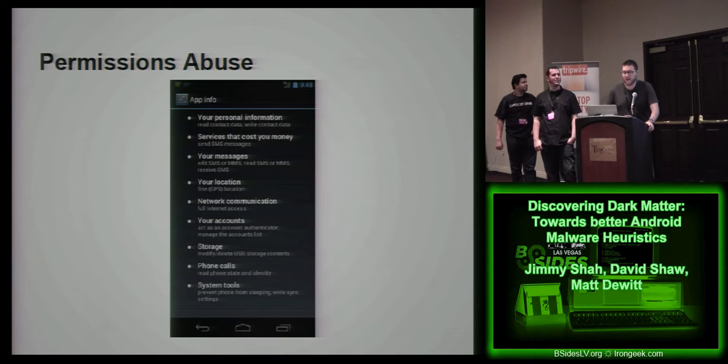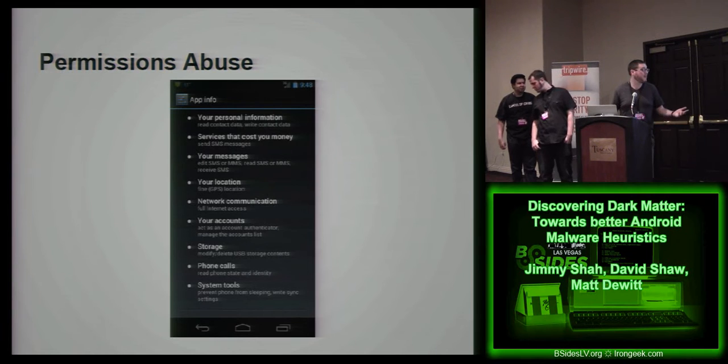So we have a screenshot of an app that has all of these permissions. It can access your personal information. It can send text messages, which is actually labeled as services that cost you money. It can access your fine GPS location. It can delete things on your USB storage. It can basically do everything.